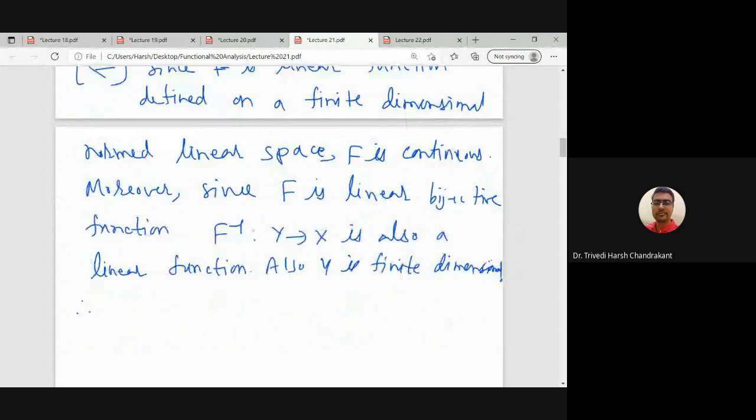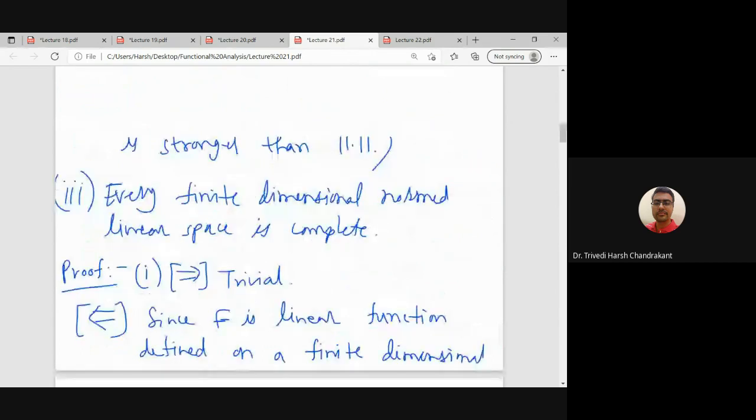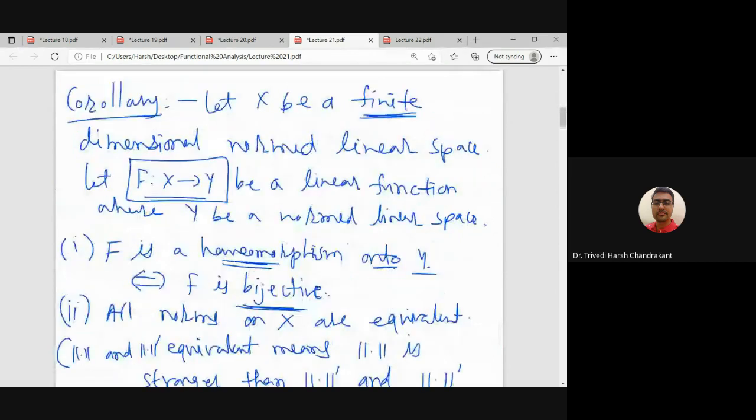So therefore F inverse is also continuous, because F inverse is a linear map, and again the domain is Y, which is a finite dimensional normed linear space. So F inverse is also continuous. So basically, whenever we have a bijective linear map whose domain is finite dimensional, its codomain is always finite dimensional.